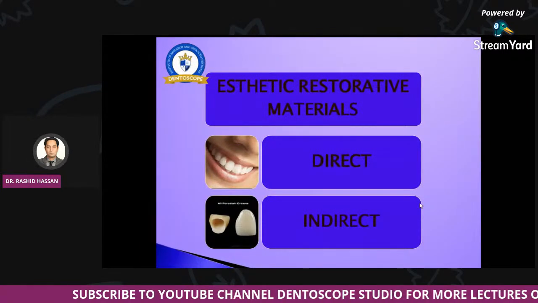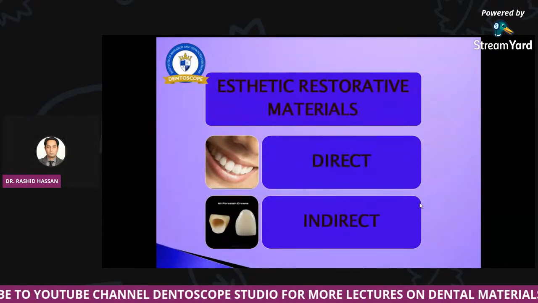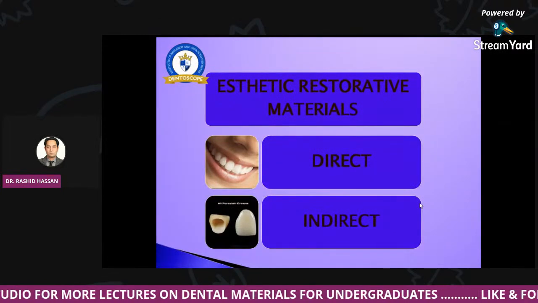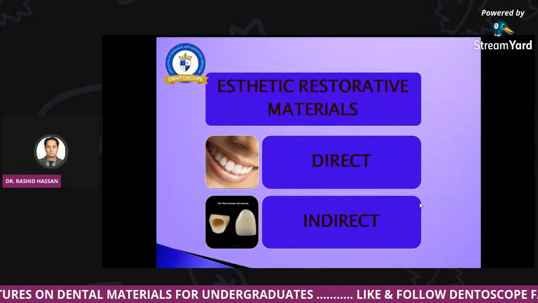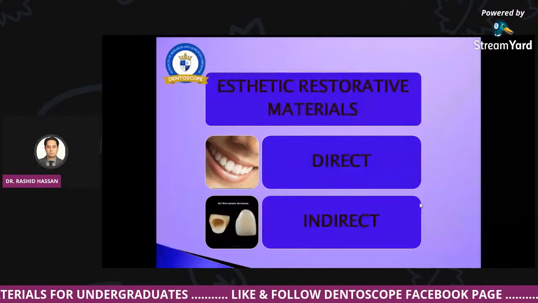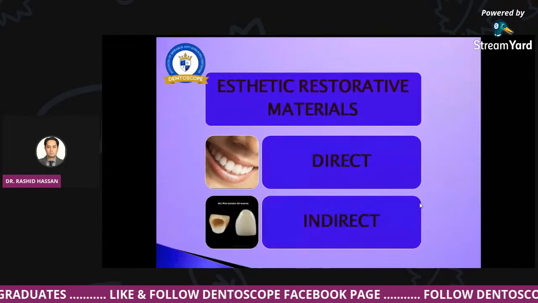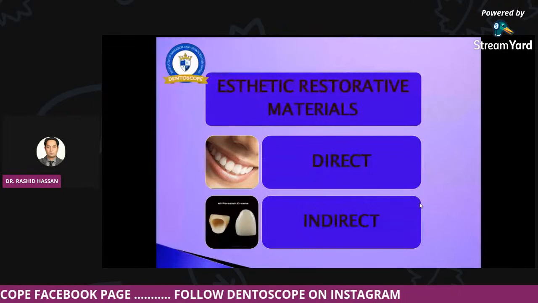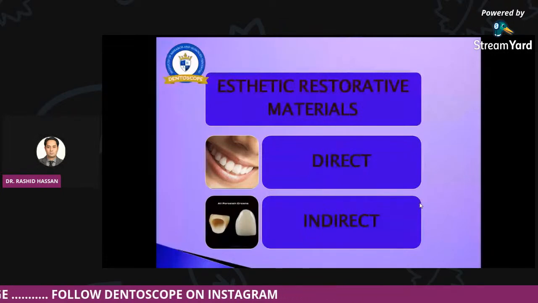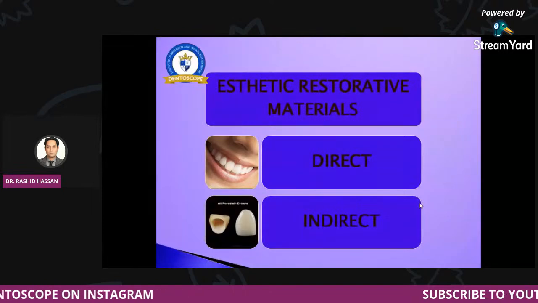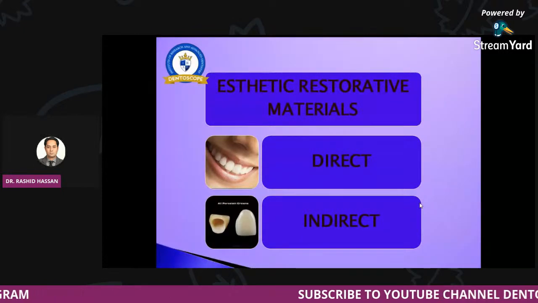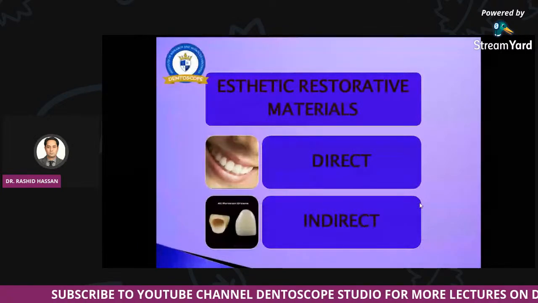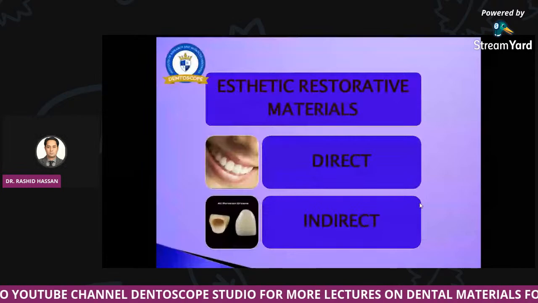And the second one are the indirect. Indirect aesthetic restorative materials are those which require a third party, which is a dental lab. What exactly do you do? A patient comes to you, you do the diagnosis, and then you have to record it, send it to the lab, and the lab fabricates the restoration, sends it to you, and then you insert it into the patient's mouth. These are indirect aesthetic restorative materials.